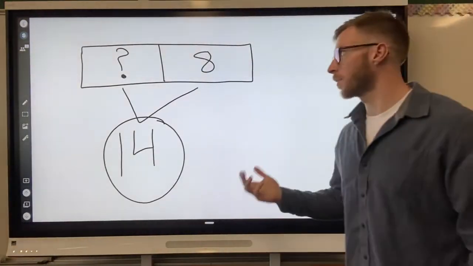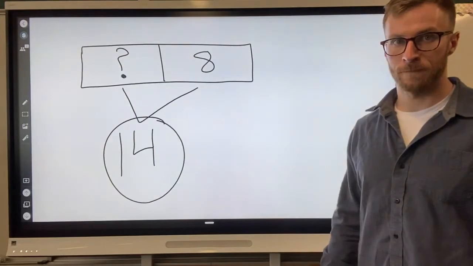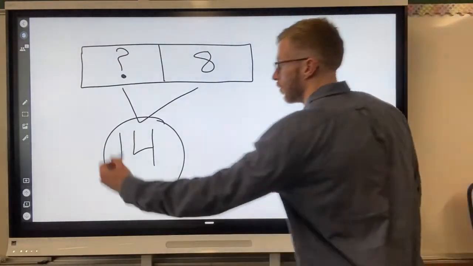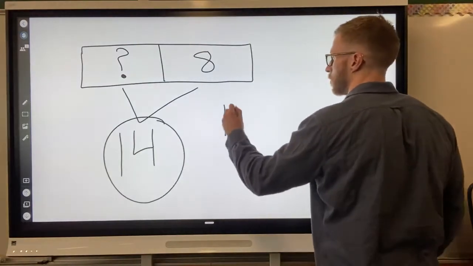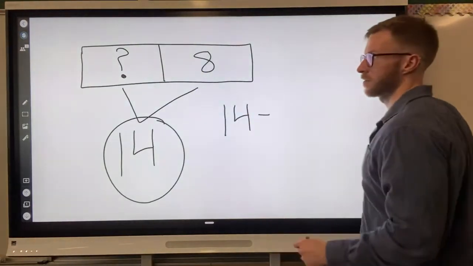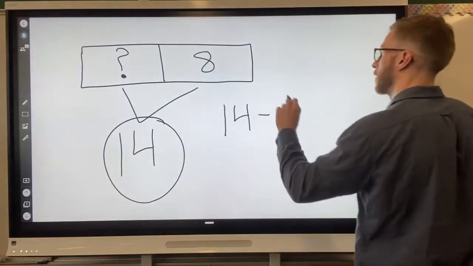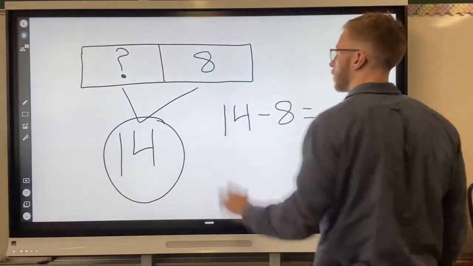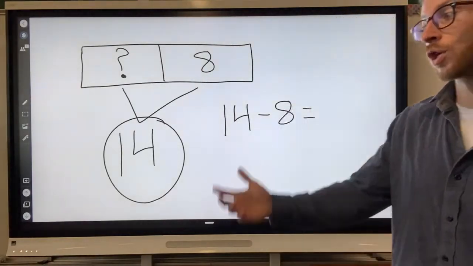All right, what type of number sentence are we going to use for this? I like to use subtraction. For a subtraction sentence, we start with our whole. We subtract the only part we're given. I can't subtract a question mark. I'm going to subtract an 8. And that gives us our question mark, or what we're looking for.